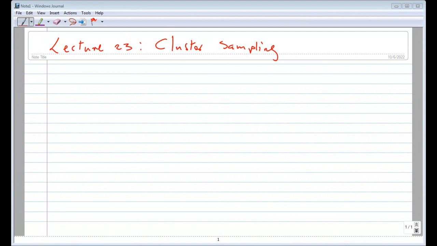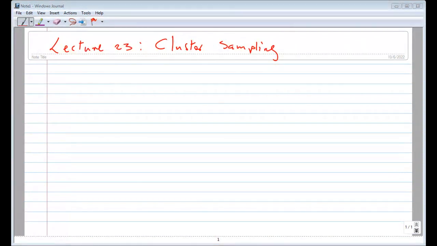So far, we have covered how to estimate the population mean, how to estimate the population total, and how to estimate the variance of the estimated population mean and the variance of the estimated population total. So far, I hope you know how to estimate those.